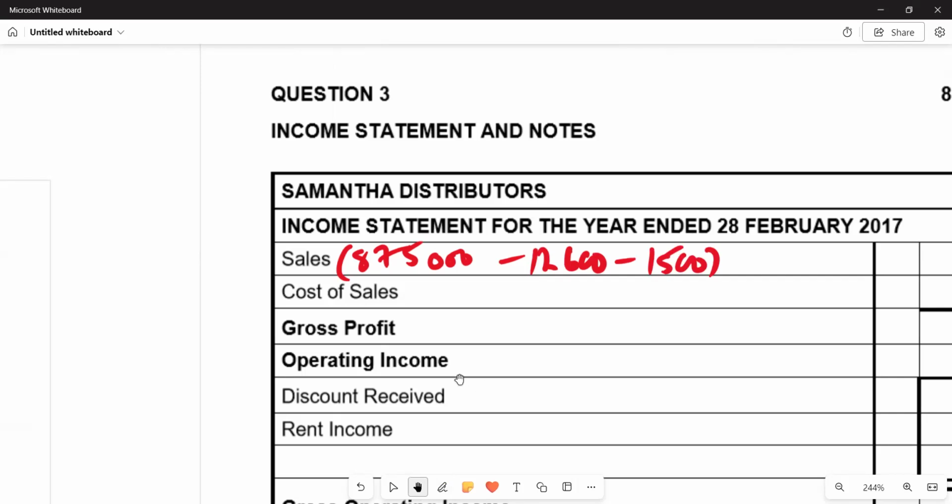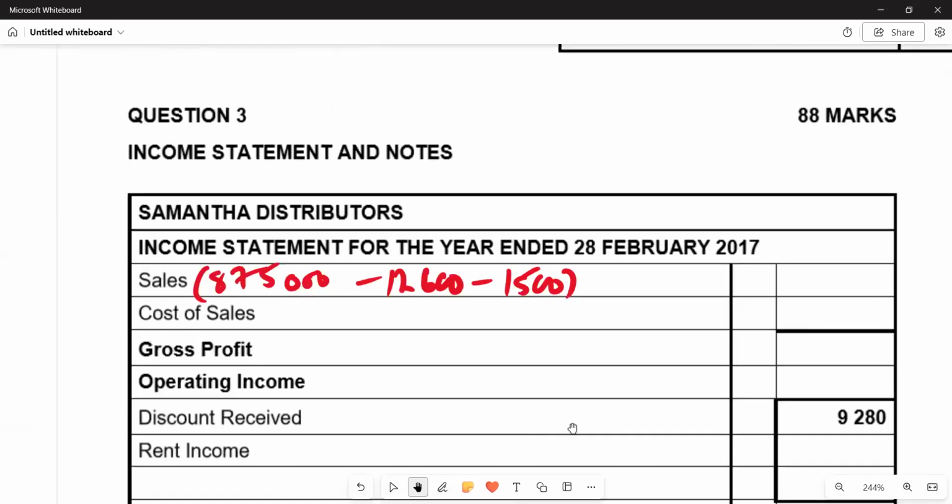Then having that, we can now calculate there. We subtract the figure that we're having in brackets, and then obviously the answer that we are supposed to get there is 860,900. So here we've got our 860,900. So having that now, we go to cost of sales.